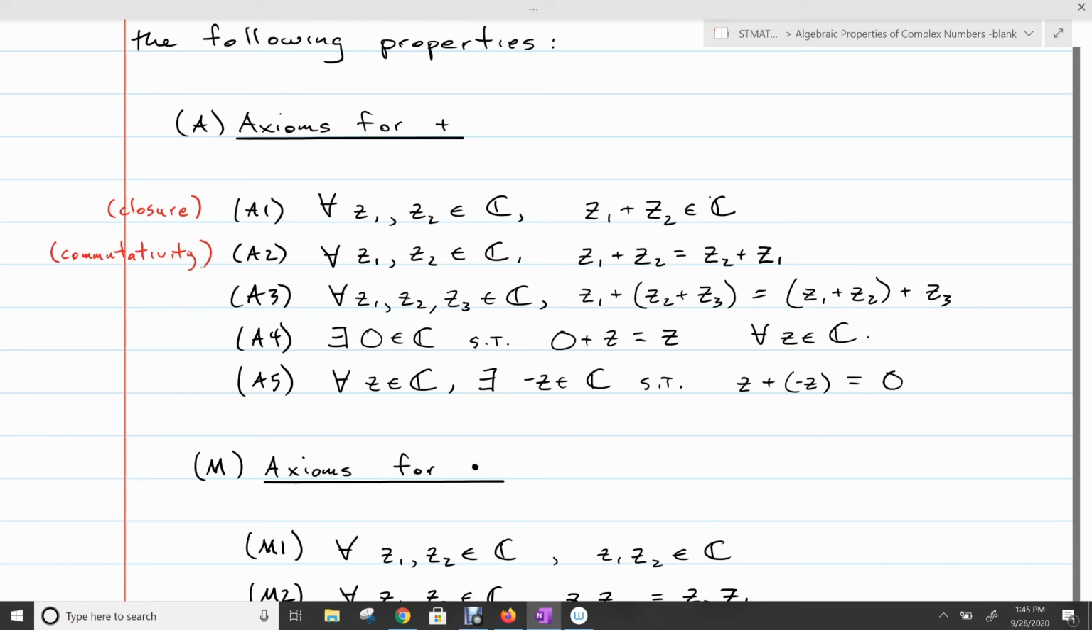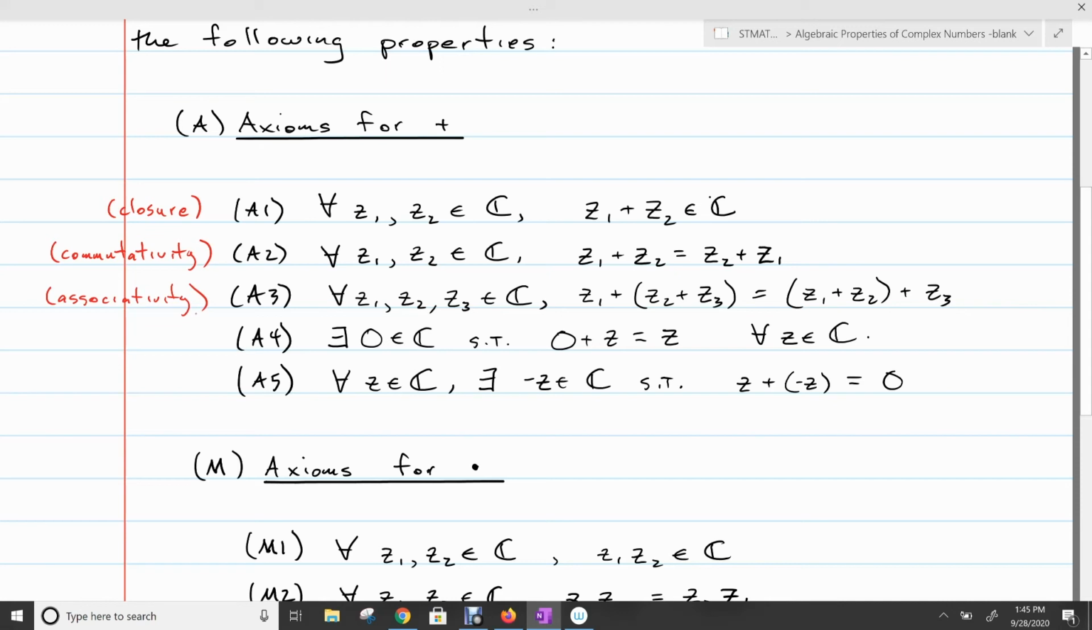The third property says that when you want to add three things together, you have to choose which two you're going to add at a time, right? So you can either add the first two things together and then take the result of that and add it to the third thing, or you can add the second and the third thing together and get a result and then add that to the first thing. It doesn't make a difference how you group things like that when you're talking about addition. So this property is called associativity.